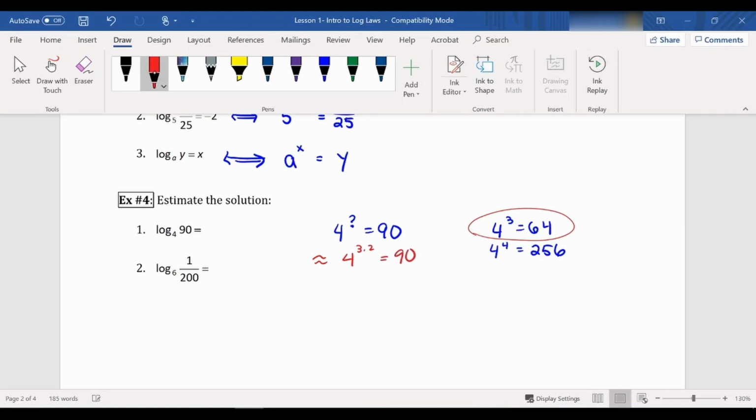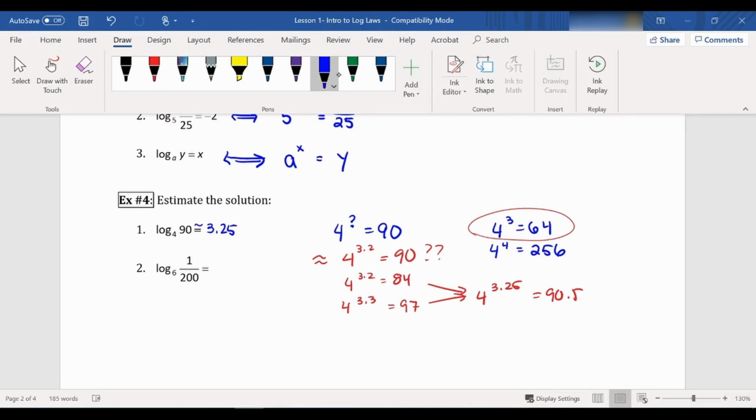And you could actually try that on your calculator. If I do 4 to the power of 3.2, I get 84. So I would need to go a little bit higher. What about 4 to the 3.3? I get 97. So I need to be somewhere in between there. So I'm going to say 4 to the 3.25 as my guess. And that gives me 90.5. That's a pretty good guess. So I'm going to say this equals approximately 3.25.